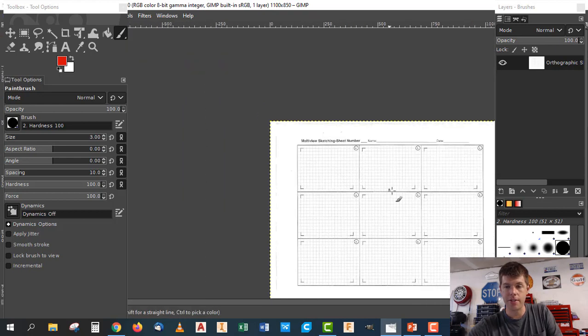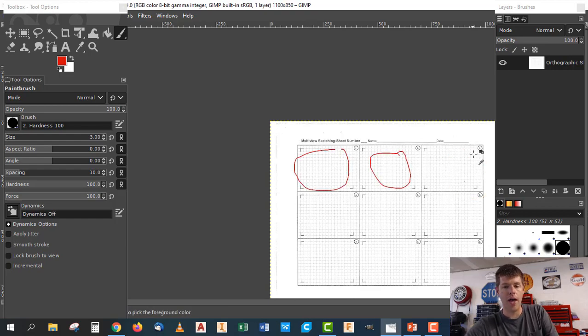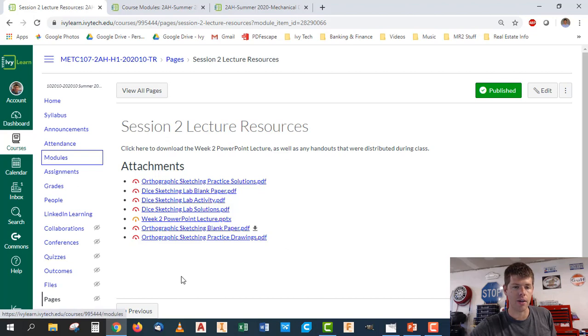But there's a sheet of paper that looks like this. That's what we're going to draw on top of. So each one of these drawings will go in one of these spots. Okay, so you're going to want to print that out also. That is the orthographic sketching blank paper. I've also put the answers in there for you, just kind of for kicks.